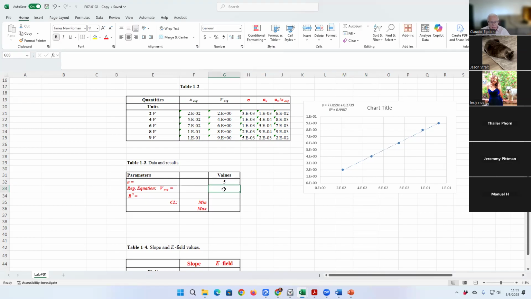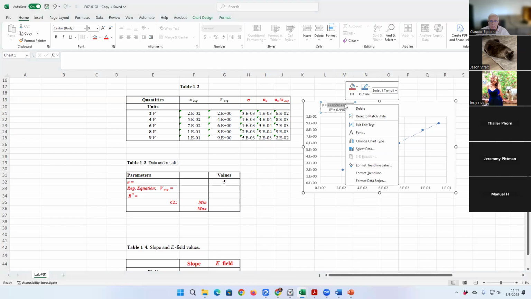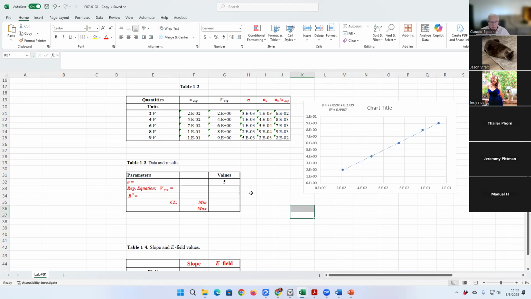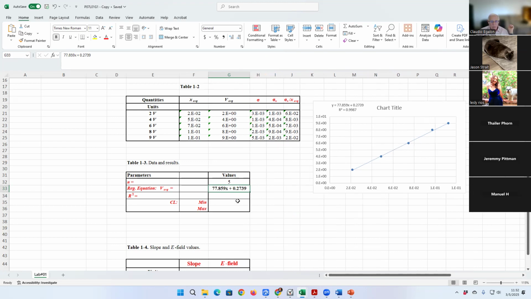I will copy and paste it here. Oops, didn't work. Let's try it again. Let's see if it worked now. Yeah, it looks like it did work. See that equation? Copy and paste, don't put it double. That's V against X, so what you have here is correct. And then you have to write down the R square as well. I'm going to copy the R square value and paste it here.